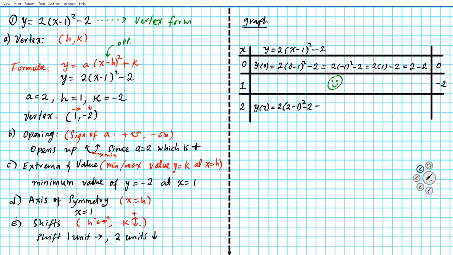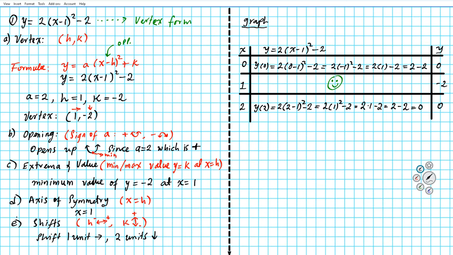Now we're going to use PEMDAS to simplify this. Parenthesis first. 2 minus 1 is 1, squared, minus 2. Okay. Exponent next. 1 squared is just 1, so it's 2 times 1 minus 2. Multiply next. 2 times 1 is 2. 2 minus 2 is 0. Voila, that's exactly what we want.